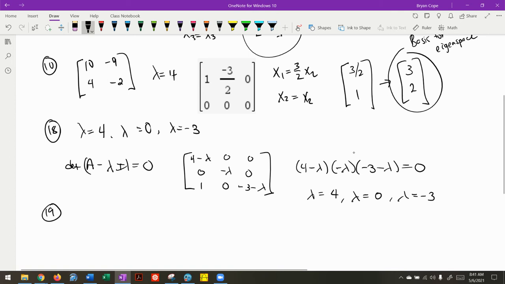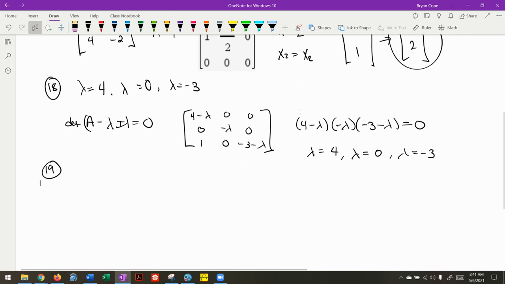Number 19. For A equal to that matrix, find one eigenvalue with no calculation. Justify your answer.